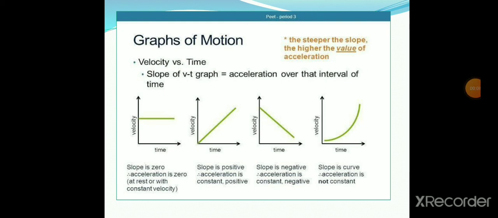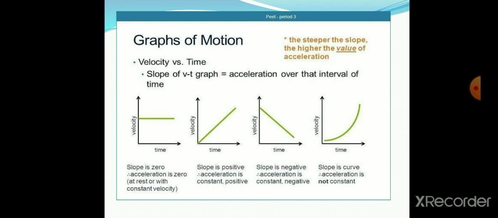Now let us see the acceleration of particles from the velocity time graph. From the first graph, we can see that the slope is 0, or the acceleration is 0 since the particle is moving with a constant velocity. In the second graph, since the slope is positive, we can say it has a positive acceleration. In the third graph, since the slope is negative, the particle has a negative acceleration.